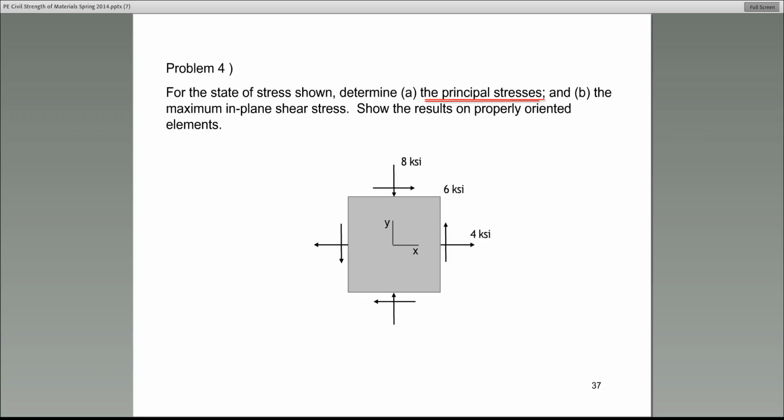Part B says, what's the maximum in-plane shear stress? What I'm going to do is use Mohr's circle to show you how you can do this. Believe me, guys, this may look strange to you because it's been a long time since you've seen something like this, but it's not that difficult of a concept. So let's do it.